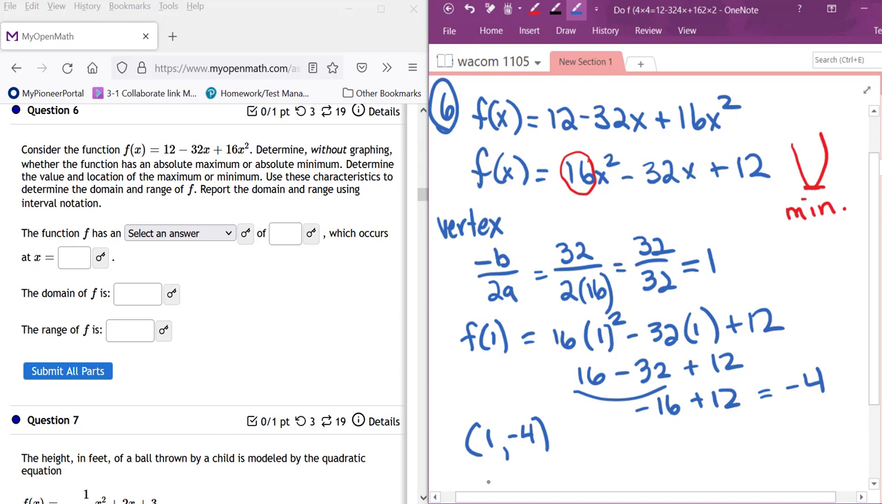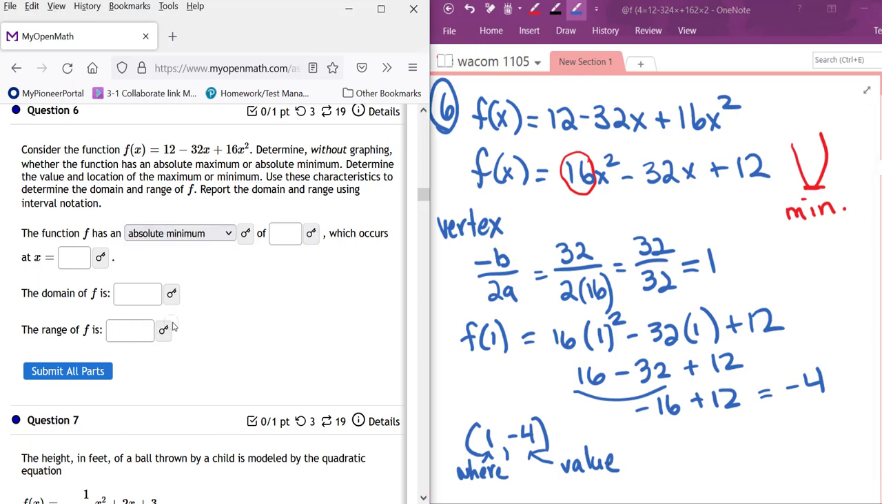You have to be careful when you answer this one. It occurs at the x value. So where it occurs is that x equals 1. The value of it is the y value. So to answer this one, the function has a minimum of, so they want the value first, -4, and it occurs at 1.